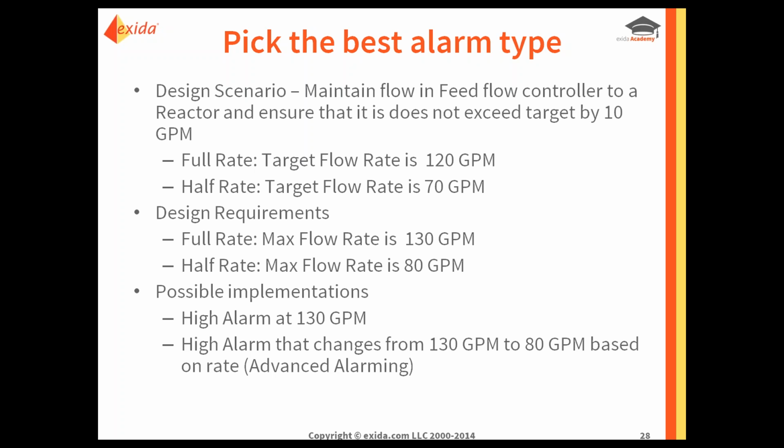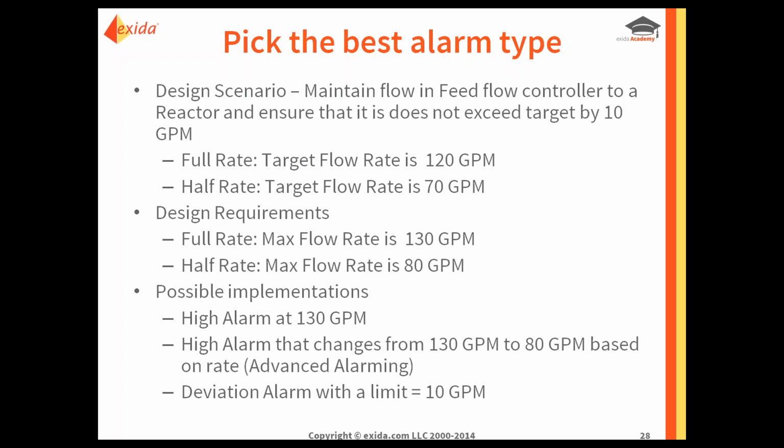But of course, that's significantly more complicated, and that's actually an advanced alarming technique. The last option is to implement a deviation alarm where the limit is set to 10 gallons per minute. That's actually the optimum selection in this case.